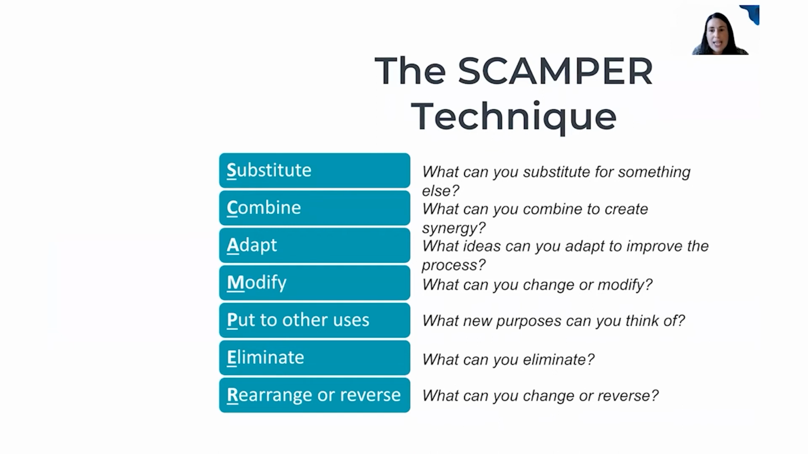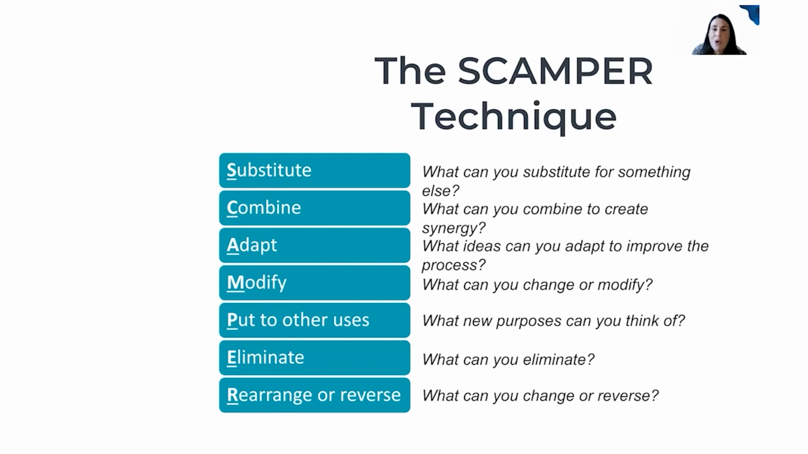The Scamper technique was proposed by Alex Osborne in 1953 and was further developed by Bob Eberle in 1971. It has been around for a while and is still widely used given its simplicity and effectiveness. How do you use it to make your process more cost-effective? Once you have the values well defined, look at the process, what it consists of, and what costs are involved in it. Use Scamper to make changes to the process, whilst keeping in mind the value that it delivers.